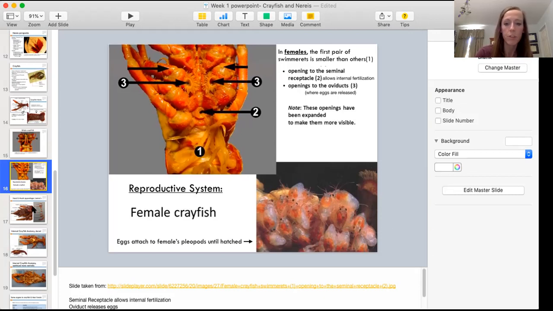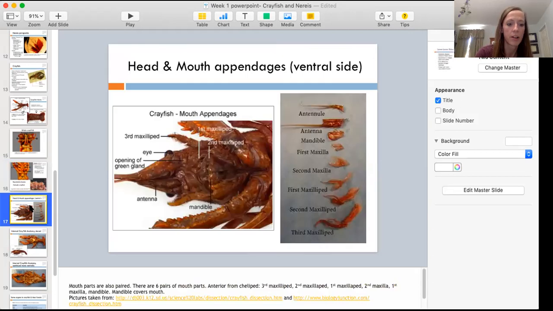Okay, so that's the anatomy as far as appendages on the large scale, as far as the walking legs, the calipeds, and the swimmerettes. Now we're going to look at some appendages that are associated with the head and the mouth. So there are 6 pairs of mouth appendages, and then 2 other pair of appendages on the head.